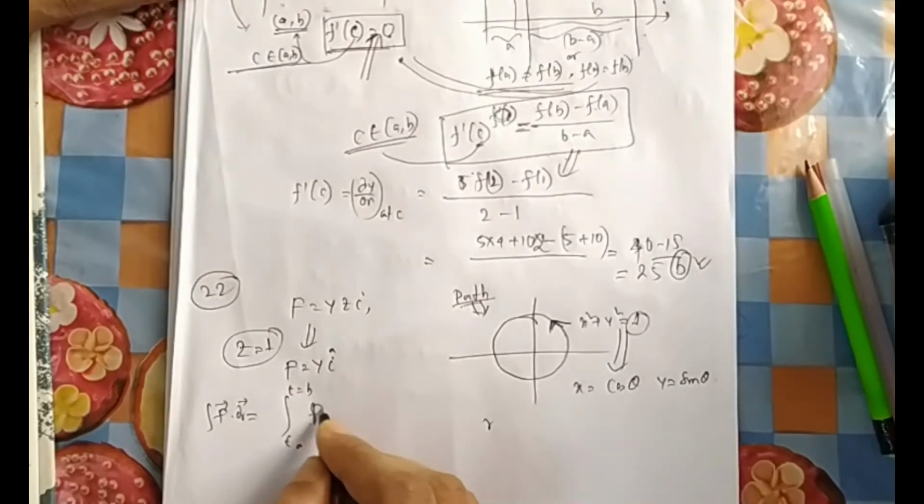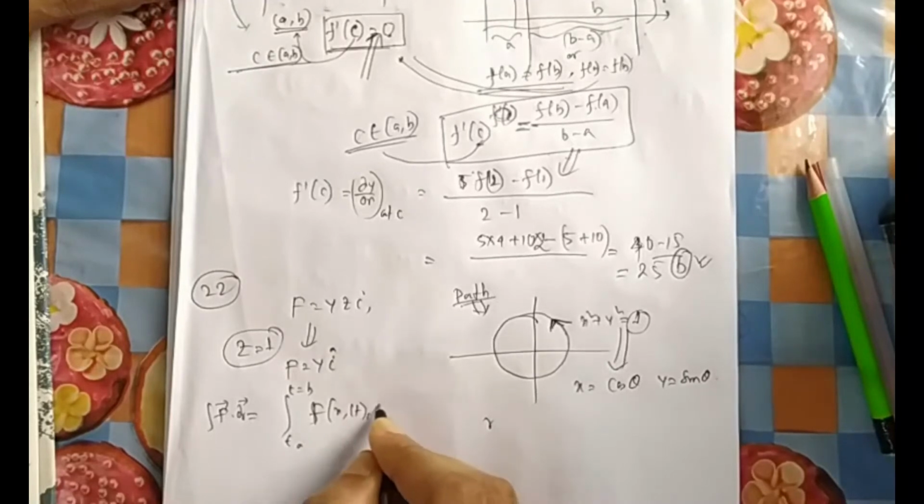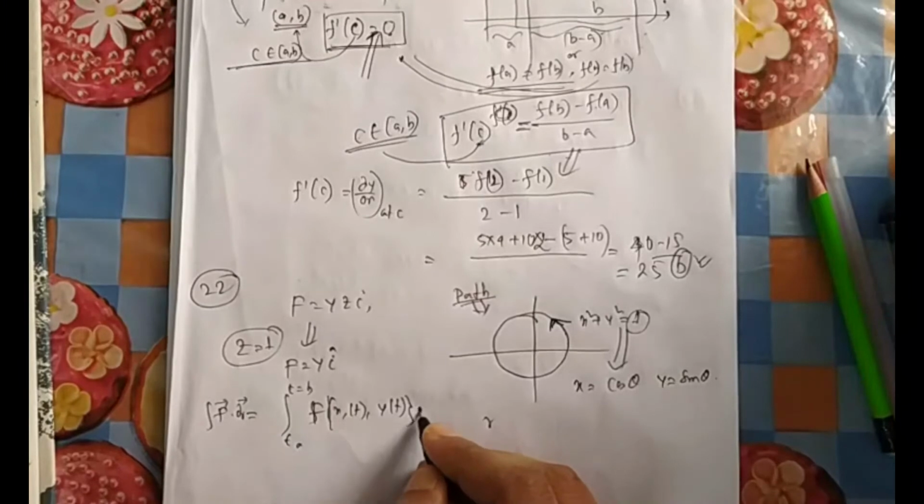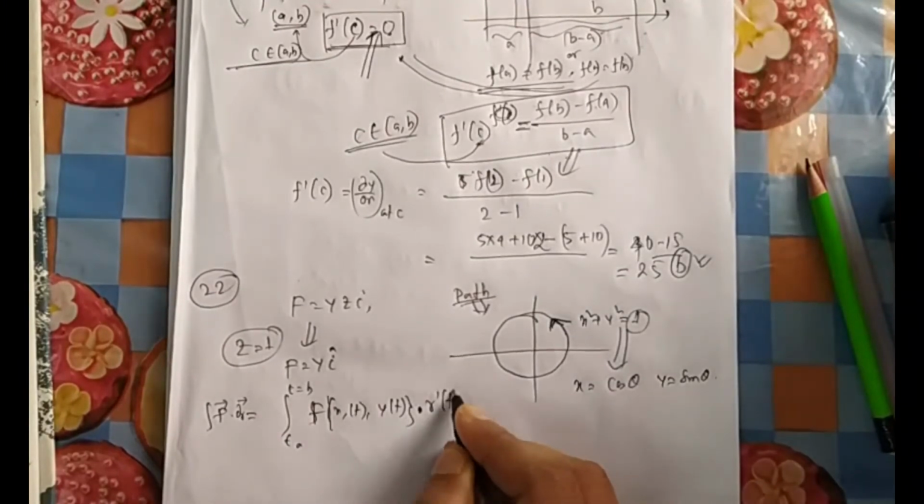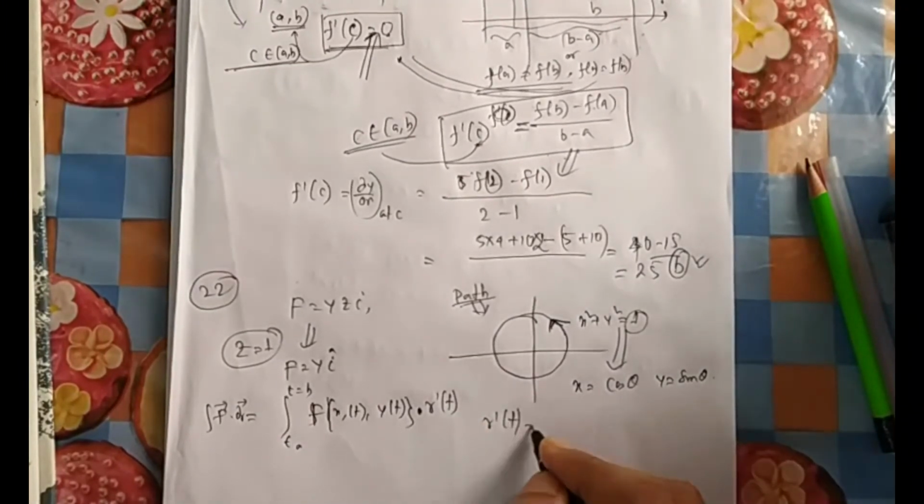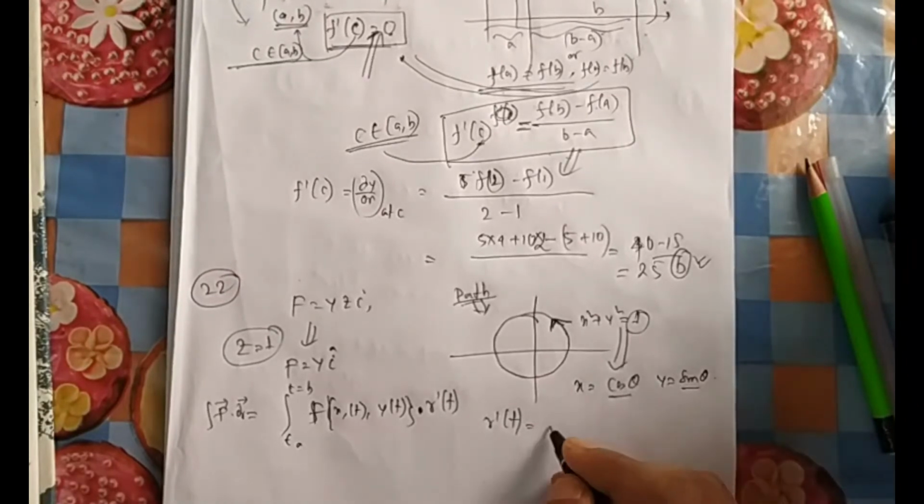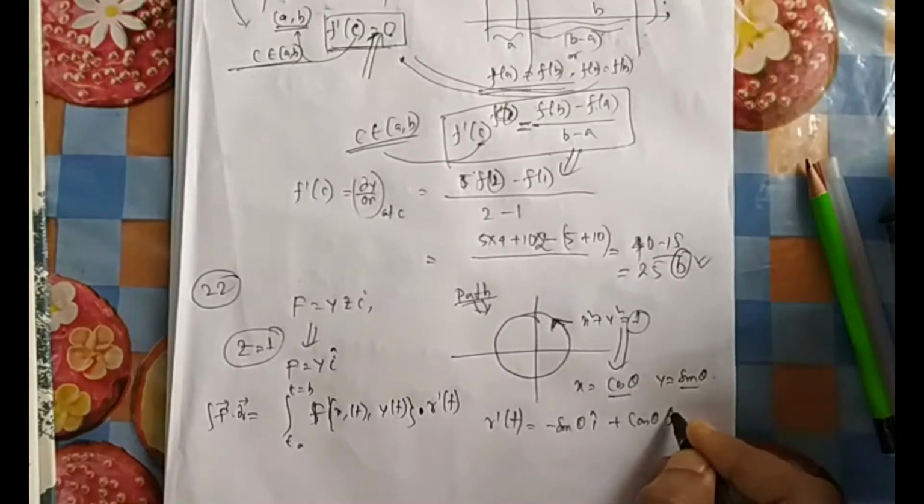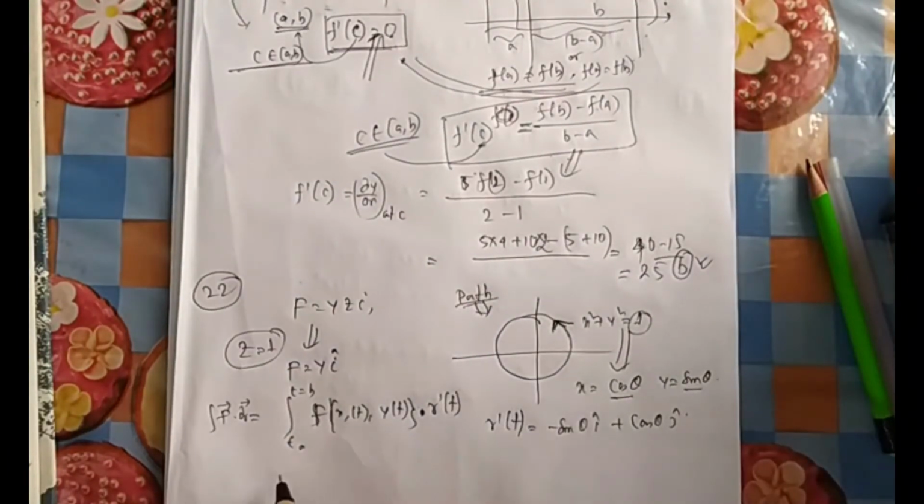Again, you can check the earlier videos where I have mentioned this. This will come from parameterization and dot r dash t. So what is your r dash t? It is minus sin theta i cap plus cos theta j cap. So if you take the dot product of these two, then you will get the answer.